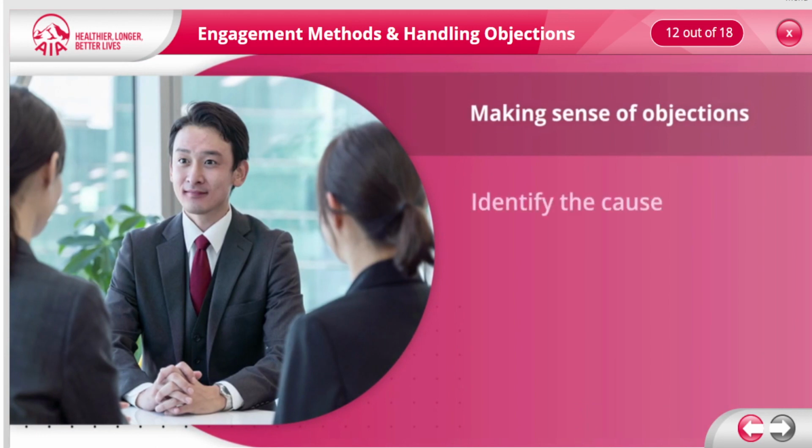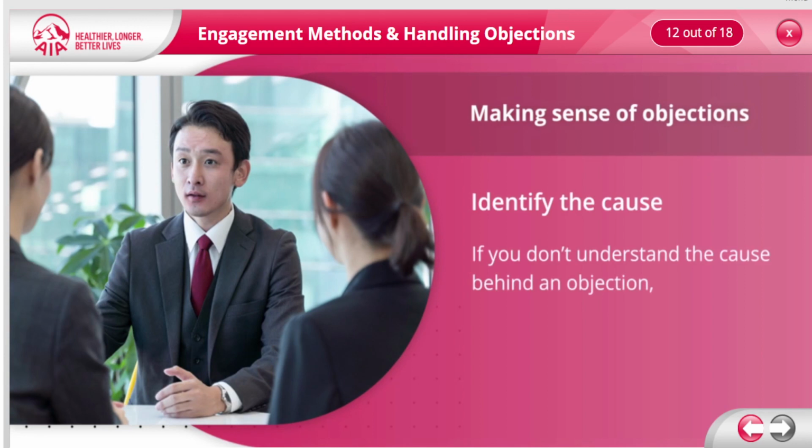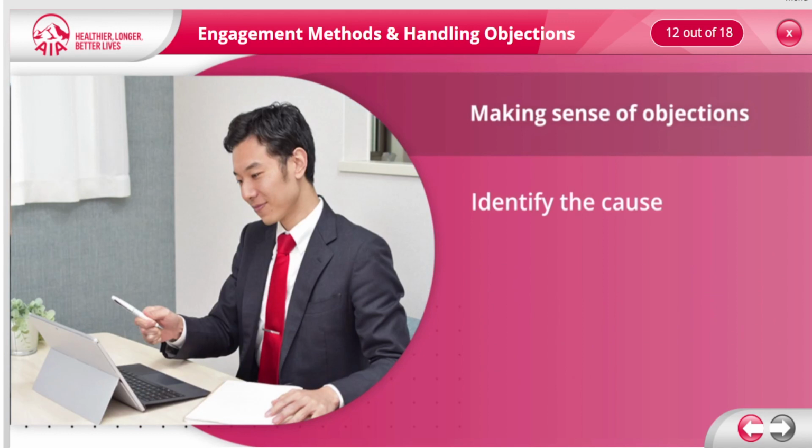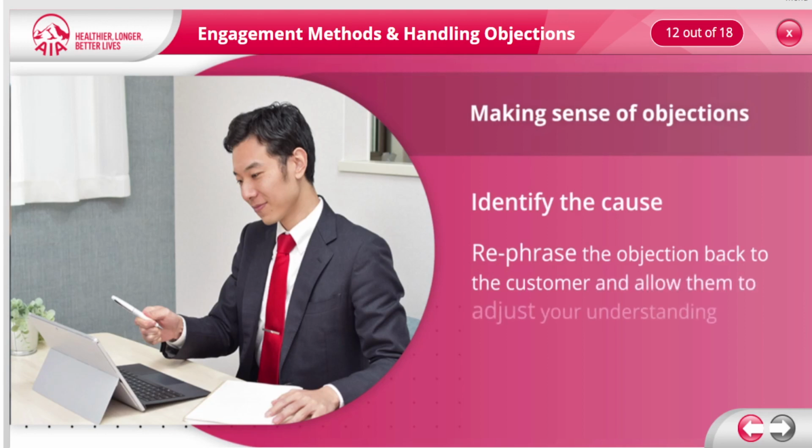The second part is to identify the cause. If you don't understand why the objection occurred, you won't be able to learn from it, grow, or improve. You'll also be likely to re-encounter the same objection in the future. Here is a tip. You can rephrase the objection back to the customer to ensure that you understood it correctly. Allow them to adjust your understanding if you have gotten something wrong.